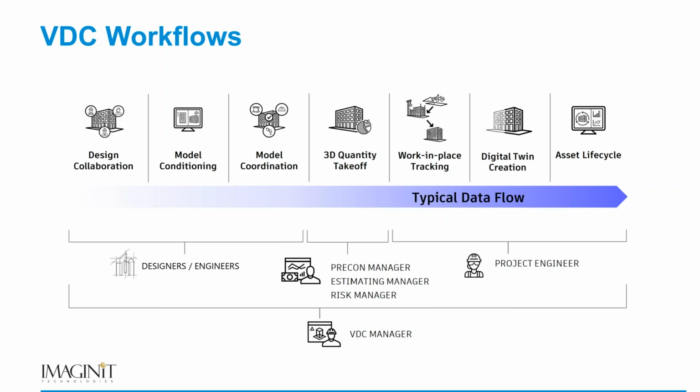So we have all the different aspects of the project up top here. We have design collaboration, that's the design, model conditioning, model coordination. We have 3D quantity takeoff, and then of course 2D quantity takeoff is in there. Work in place tracking, that's during the actual construction of the building. The digital twin creation, and then of course the asset lifecycle is the facilities management.